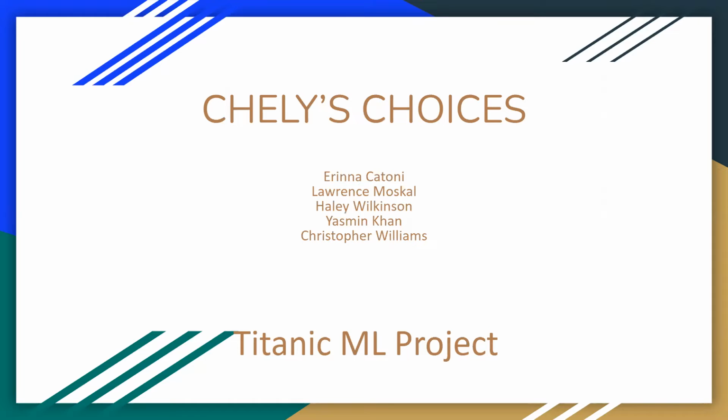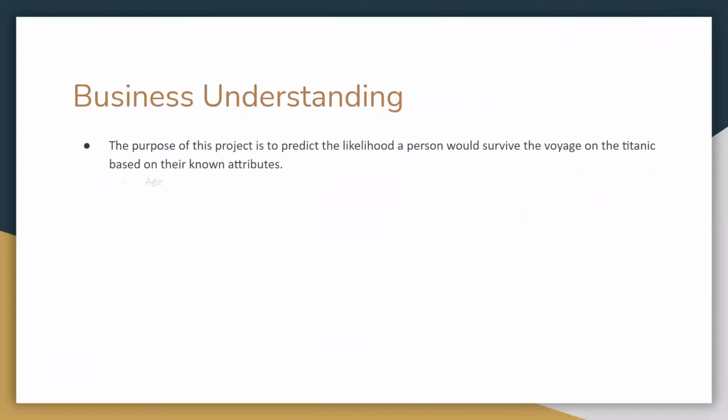And today we're going to be going over the Titanic machine learning project. In this competition, we were given two data sets that contain passenger information like name, age, gender, socioeconomic status, etc. The business understanding and purpose of this project was to create a predictive analysis to determine, based on passenger known attributes, whether the passenger would survive or not.